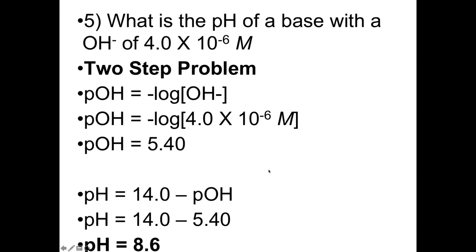And the number 5 was a two-stepper. You basically want the pH of a base with an OH of 4.0 times 10 to the negative 6. So pOH will be negative log of OH to get 5.4. And then you'll take 14.0 minus the pOH you determined, which will get us an answer of 8.6.